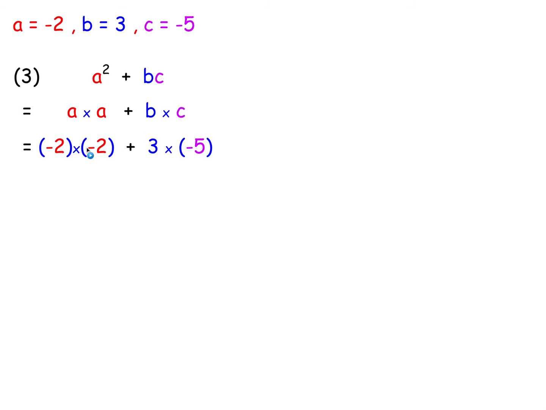Do the multiplications. Negative times negative here. Here it's a positive times a negative. So watch the signs. You're at 4 adding negative 15. That's like 4 subtract 15. You get negative 11.